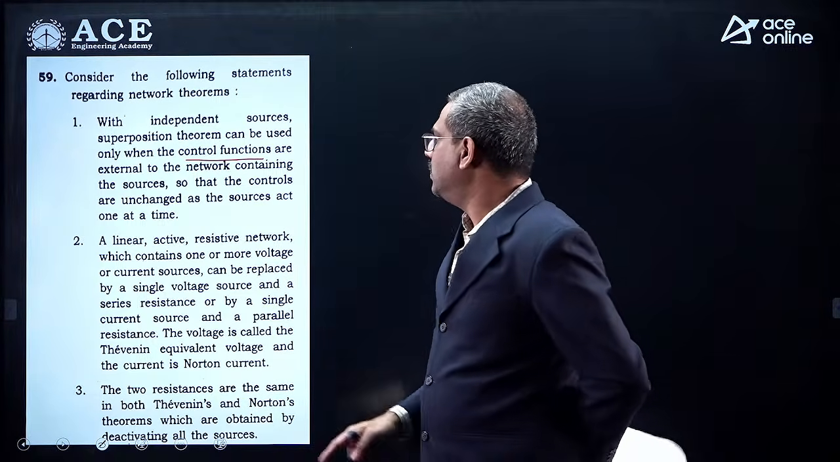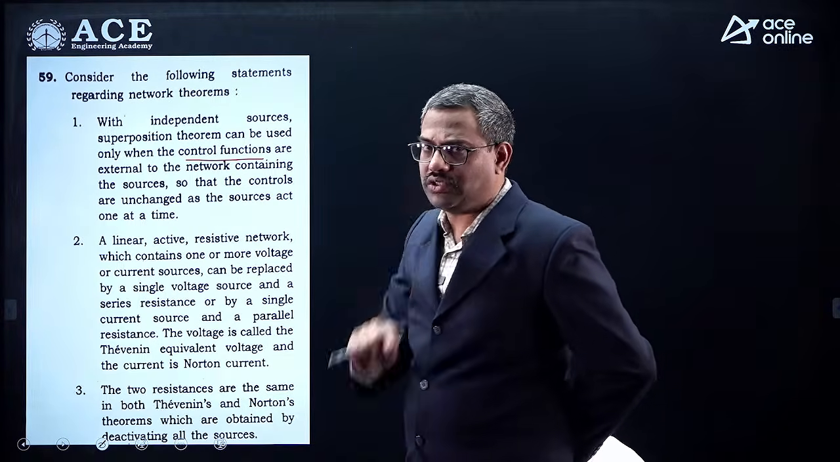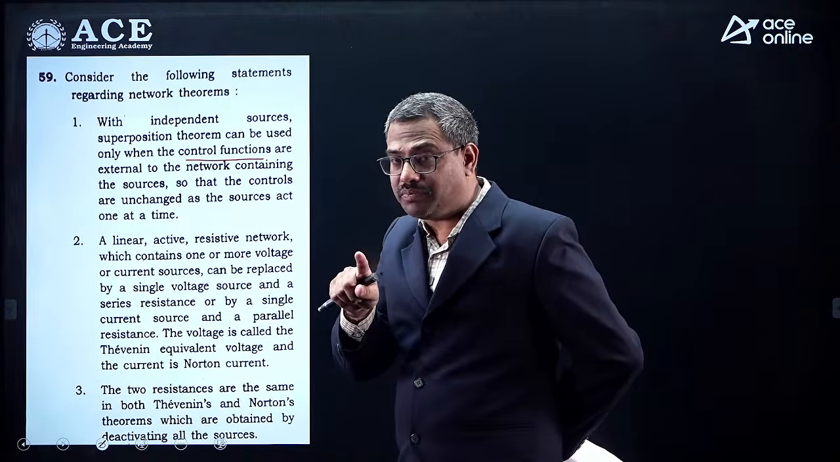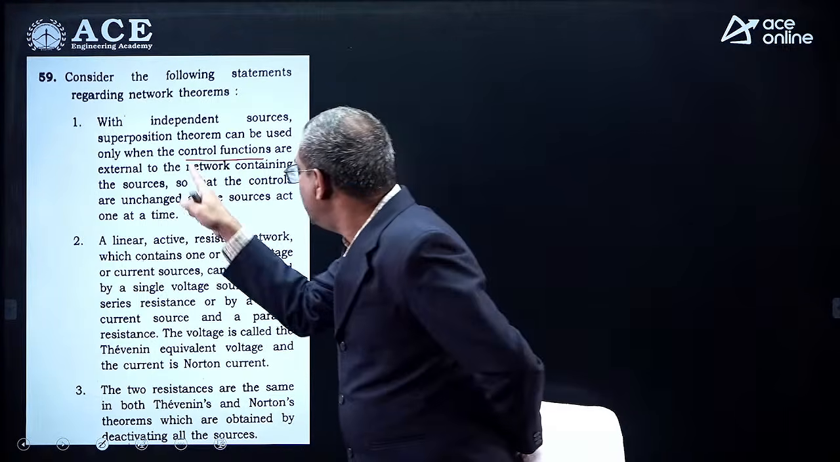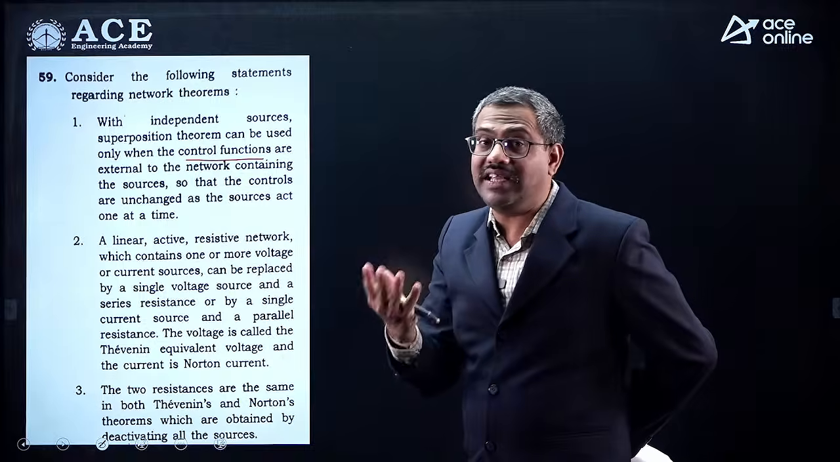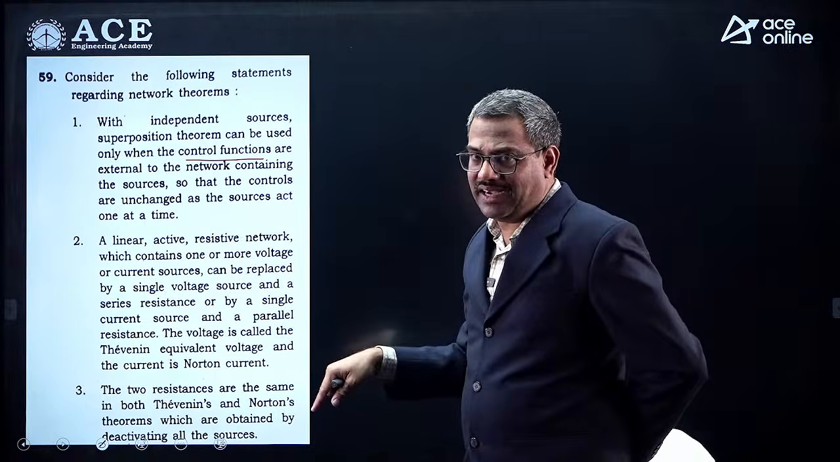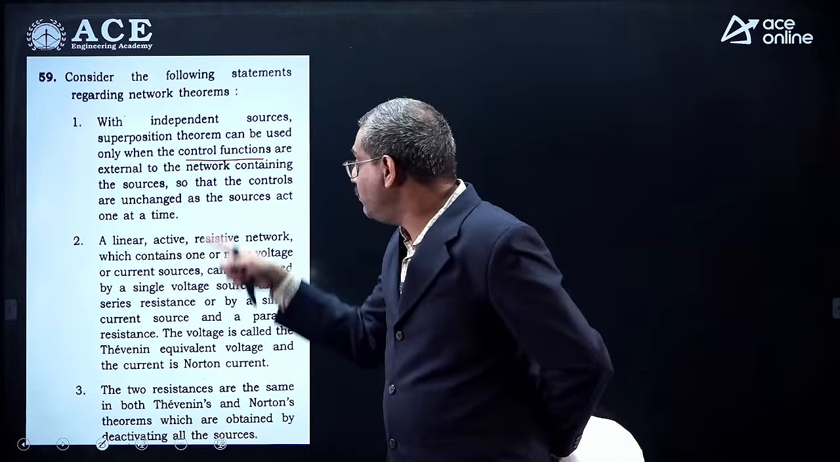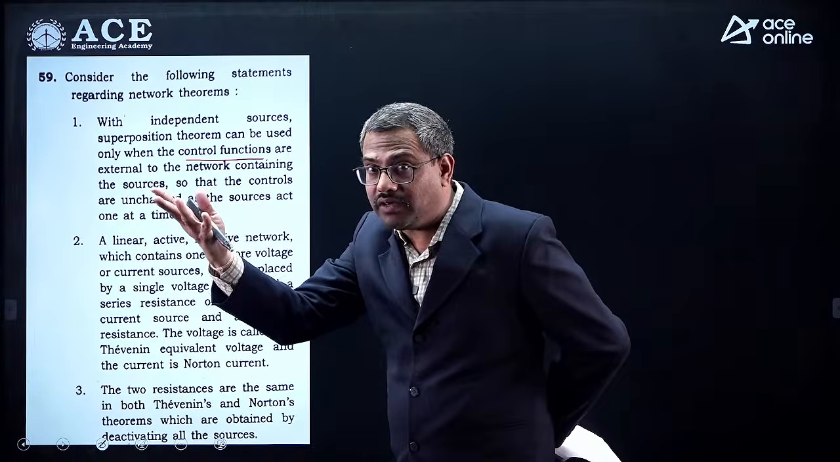Now what is the meaning of this? First of all, he mentioned independent sources, no doubt, and in the superposition theorem the number of subcircuits is the number of independent sources. But control functions come when there is a dependent source. But he is mentioning that we can apply this theorem when these control functions are external to the network, no need.